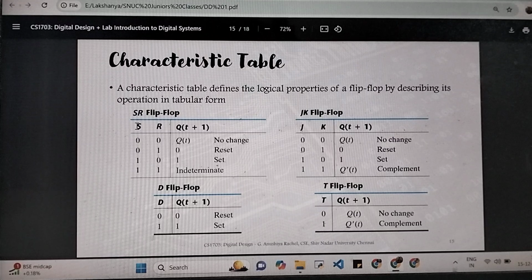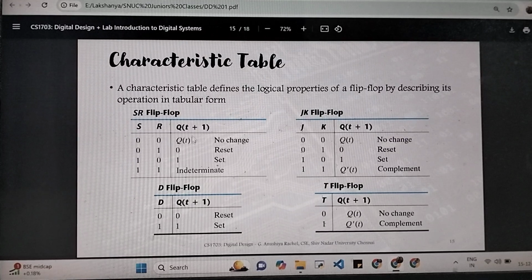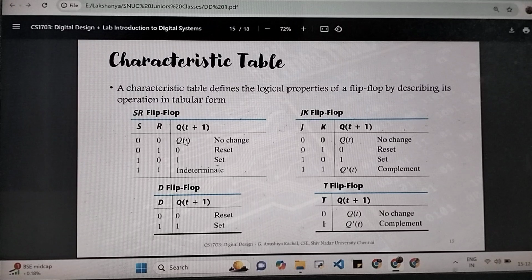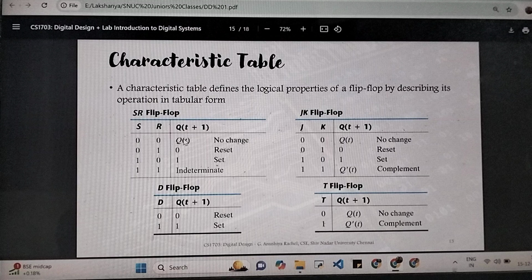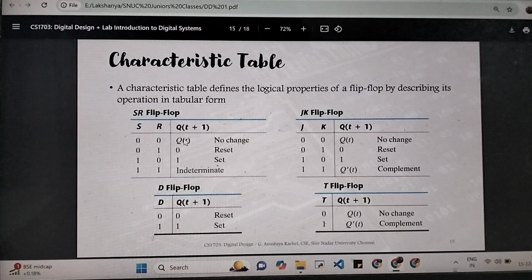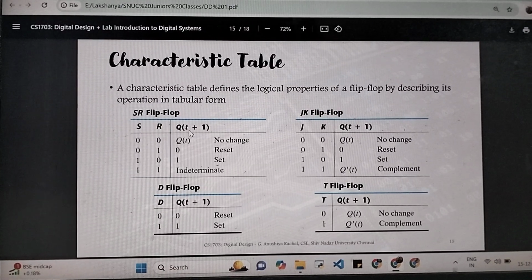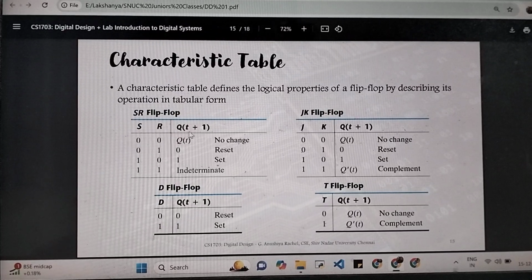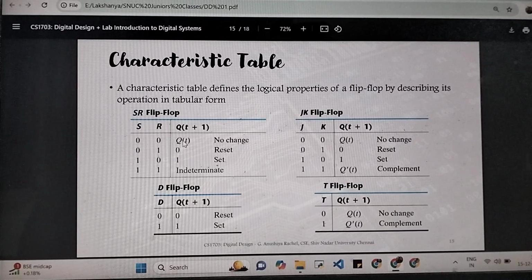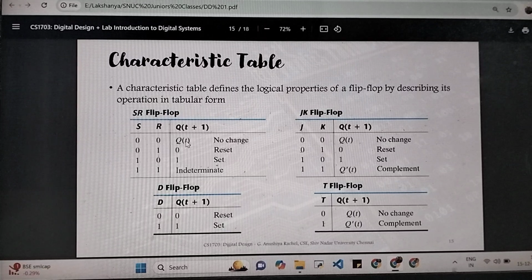So SR flip-flop, if you take 0, 0, t here refers to time, by the way. So Q of t means the current state at time t, and Q of t plus 1 means the state at time t plus 1, which is the next state. So in an SR flip-flop, if your S and R are both 0, 0, then your next state is going to be the same as your current state. Q of t plus 1 is equal to Q of t.